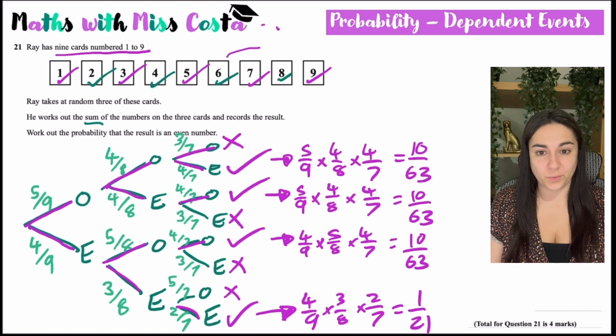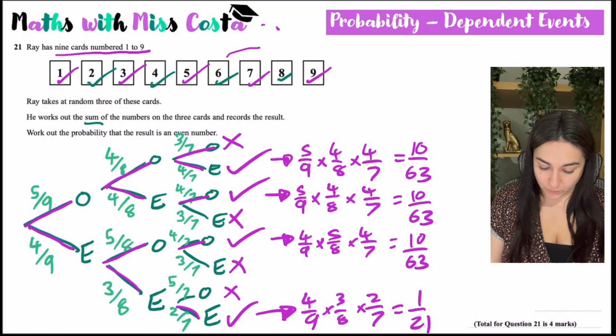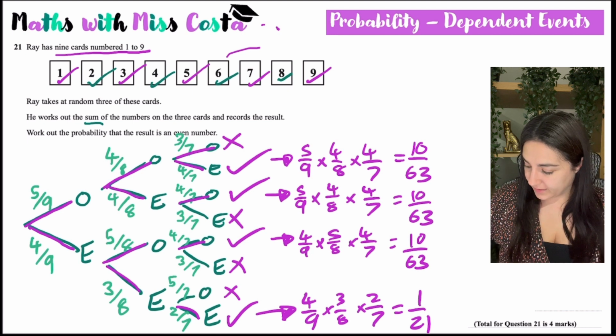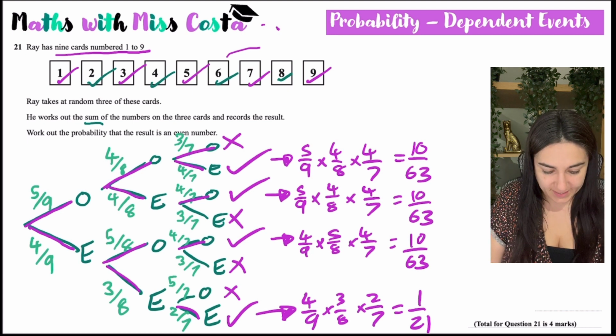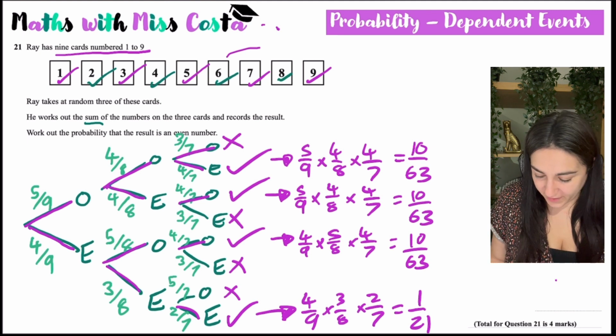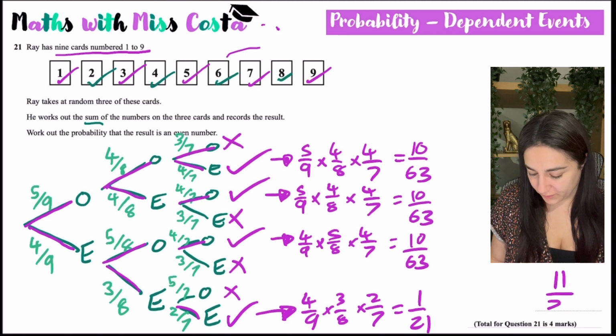You choose whichever way works best for you. I've just shown you what they would sum to. So then we add all of these fractions together: 10/63 plus 10/63 plus 10/63. I could have just simplified that to 30/63, but hey, I didn't. And your final answer would be 11/21.